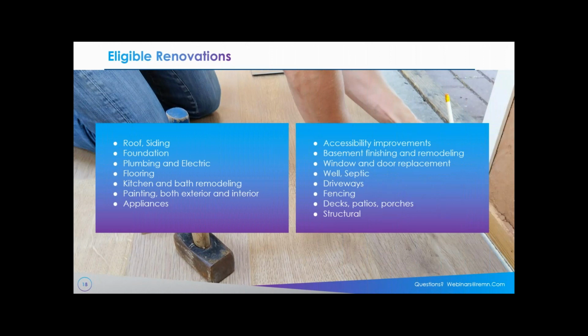Okay, so you can pretty much do anything, like I said. That includes roofing and siding, foundation work, plumbing and electric, flooring, huge kitchen and bathroom remodeling. You can finance in appliances, right? So you're doing a new kitchen, you want a new stove, a new refrigerator, top of the line, you can finance those in. Moving over to the right, we can do fencing. We're getting a lot of requests right now for new fencing, new decks, new patios, porches, again, anything really structural.